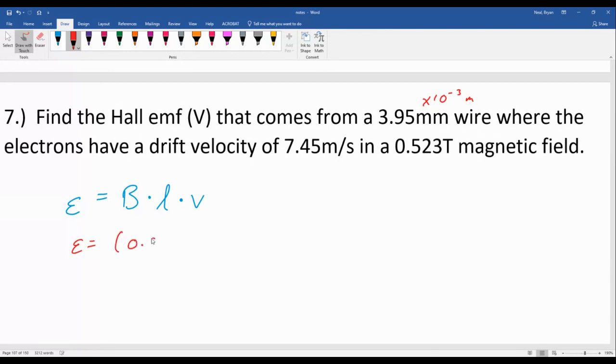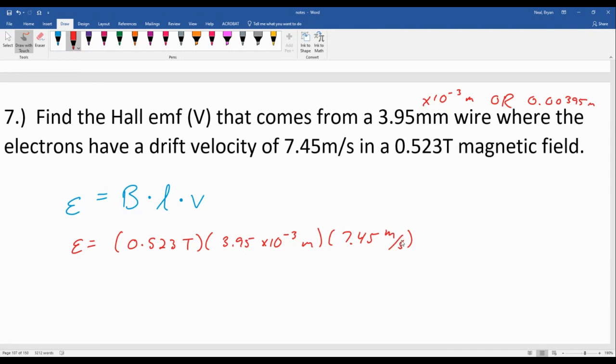Again, we have about a half a Tesla, so a pretty big magnetic field. The length here, 3.95, and then millimeter means times 10 to the negative 3 meters. If you don't like that, then you can divide by 1,000 or set up a conversion fraction or bump 3 times. It is also the same as 0.0395 meters. So that's the same thing if you prefer not to use the scientific notation. Then the velocity here, 7.45 meters per second.